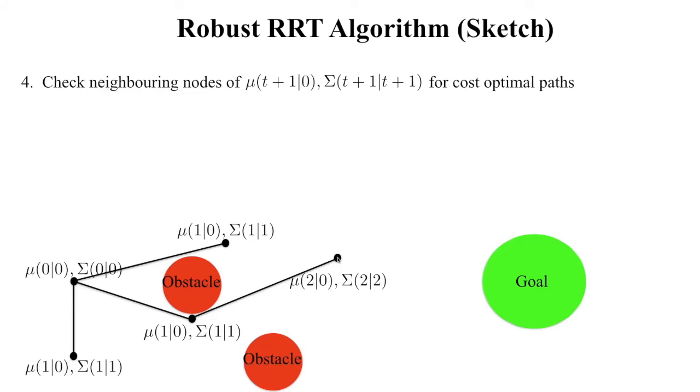Next, we check the neighboring nodes of the newly added node for a cost optimal path. This is also standard in RRT, so we may check other nodes that are in close proximity, and if they give a lower cost, we would select this one.